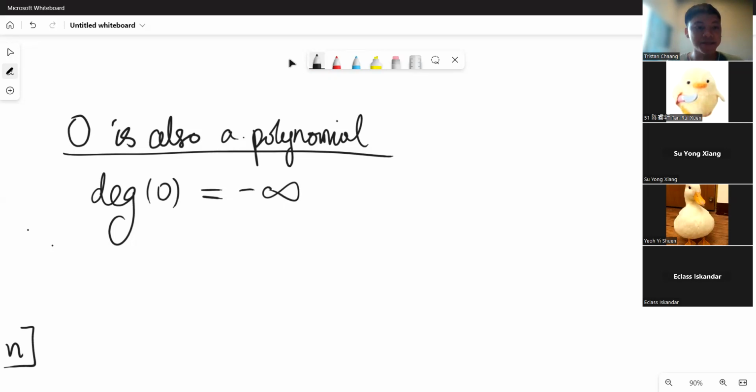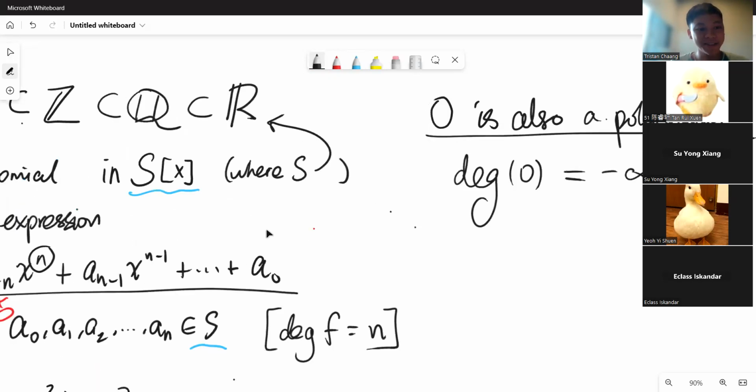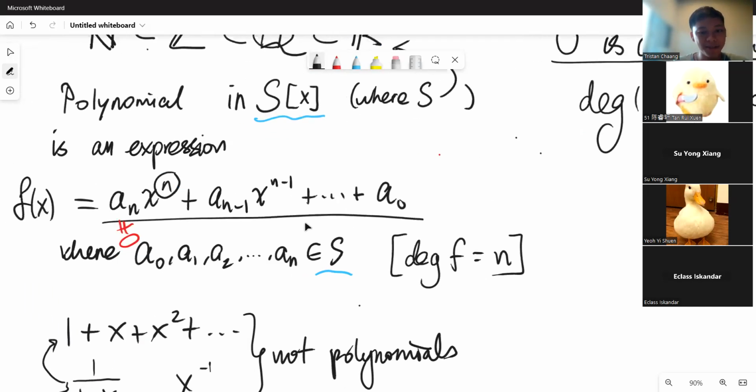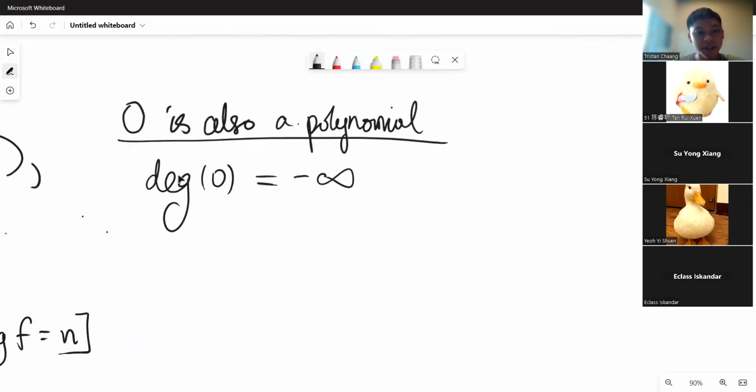Well, it makes sense to say it's degree zero, right? Because it kind of fits the definition here, except for one thing. If the degree is n, I must make sure that a sub n is non-zero, since it's the leading coefficient. But in this case, it's not. So it doesn't fit any of the definitions beforehand. So we kind of need a new thing, and we just define this to be negative infinity. We'll see why later.